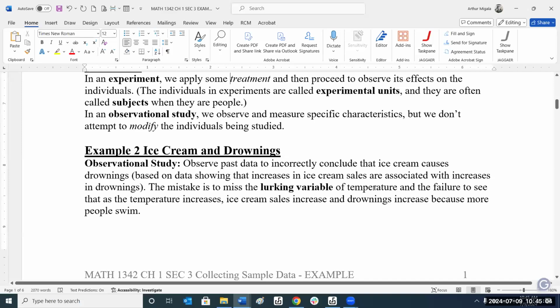If it's hot outside, are you more likely to eat ice cream? If it's hot outside, are you more likely to be inside a pool? So by looking at that, it says that by eating ice cream, you're going to go swimming. No, that's what their mistake was. Failure to see that as temperature increases, ice cream sales increase, and the more people who swim, the more drownings there are going to be, whether they ate ice cream or not.